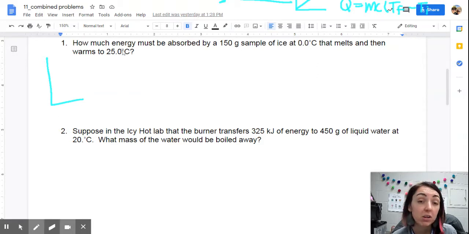So it says how much energy must be absorbed by a 150 gram sample of ice at 0 degrees Celsius that melts and then warms to 25 degrees Celsius. So I like to start by writing in my temperatures. Always write in the temperatures on your temperature time graph. It's going to be really helpful for your math. So it melts. Okay. Melting is a phase change, and then it warms up. So take a second, pause the video, see if you can draw this temperature time graph.